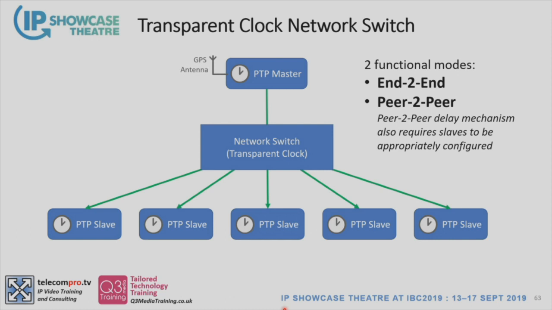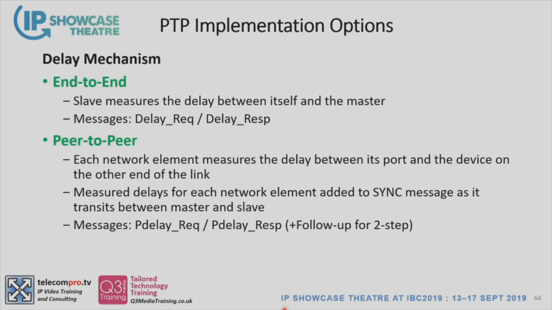The two variants of transparent clocks come down to how the slaves themselves work out the overall delay that they have to put into the maths equations to figure out the offsets correctly. So we've got to talk about these mechanisms. The delay request and delay response message I talked about earlier is called end-to-end. The slave sends it, and the master responds, and it works it out as a full round-trip delay through the whole system. Nice and simple.